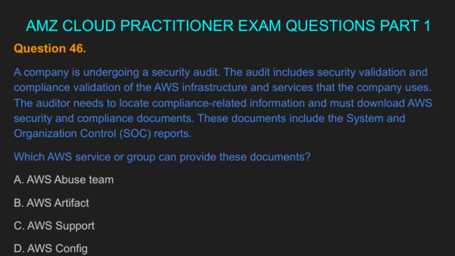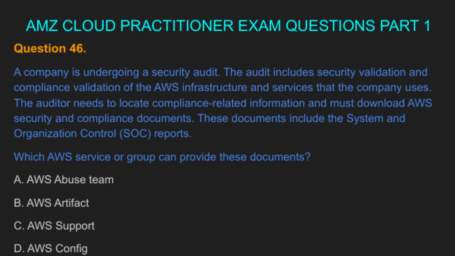Question 46. A company is undergoing a security audit. The audit includes security validation and compliance validation of the AWS infrastructure and services that the company uses. The auditor needs to locate compliance-related information and must download AWS security and compliance documents. These documents include the System and Organization Control (SOC) reports. Which AWS service or group can provide these documents?